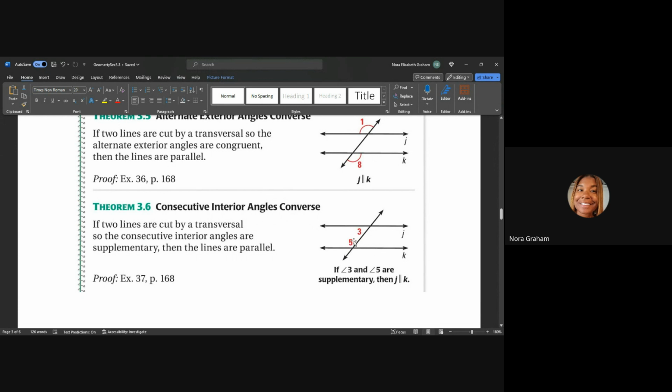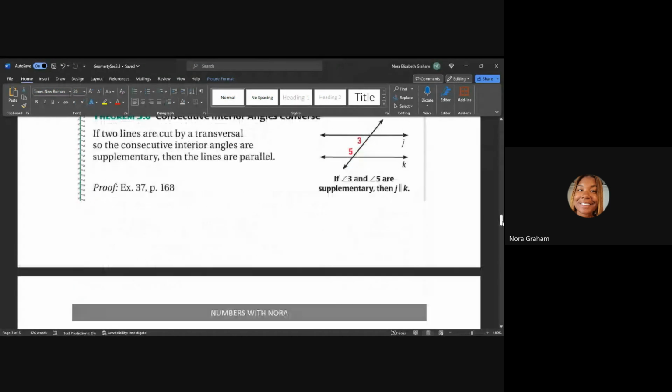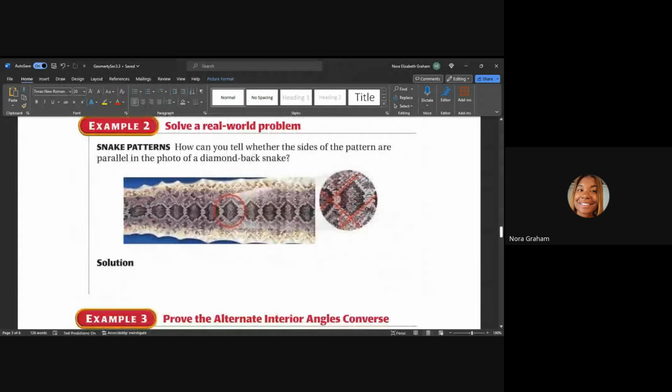And remember, 5 and 3 aren't going to be equal to each other. When I add them together, they're going to be supplementary. That means when I add them together, they're going to equal 180 degrees. And if that happens, then my J and K are parallel. So those are the postulates and theorems we're going to be using. Let's do a couple examples to get used to this.